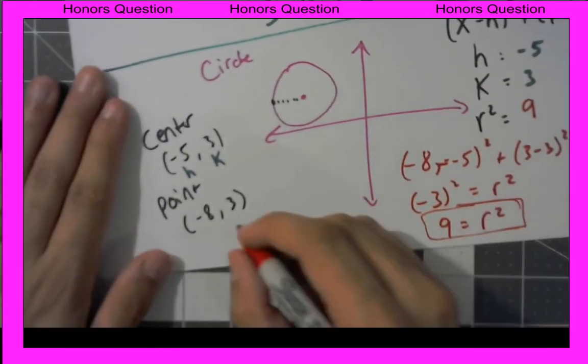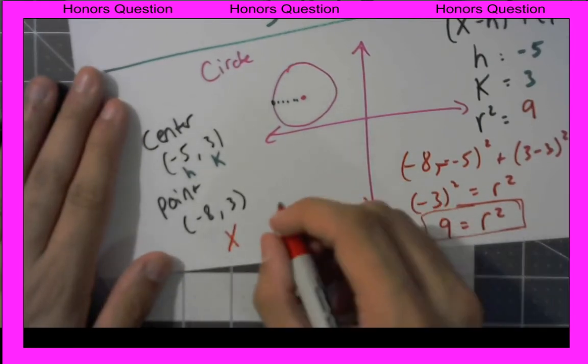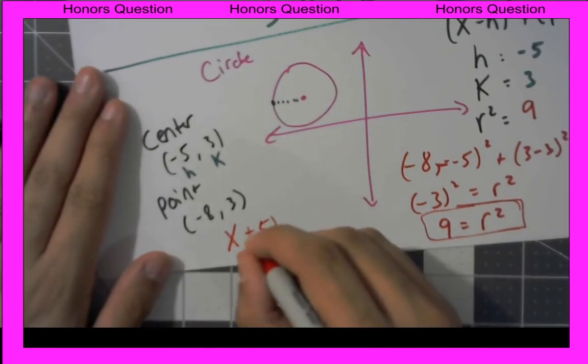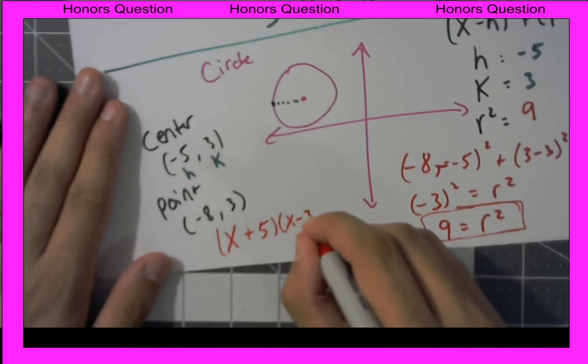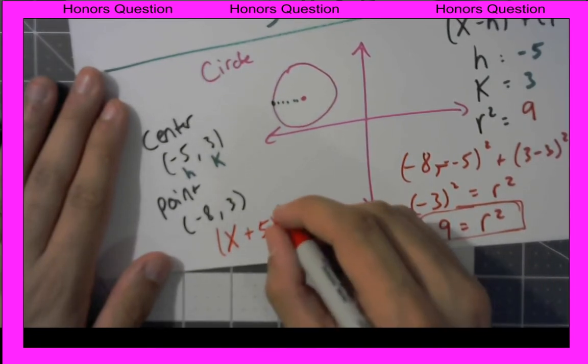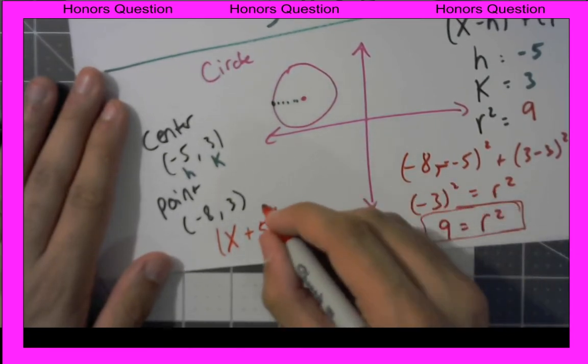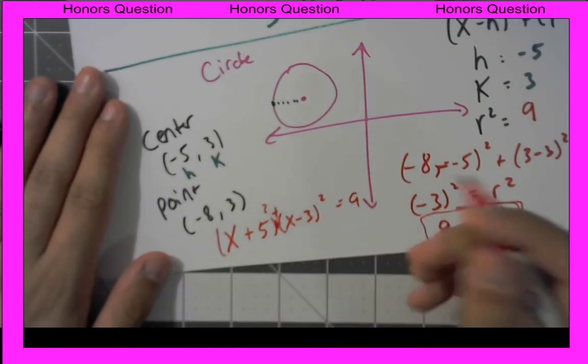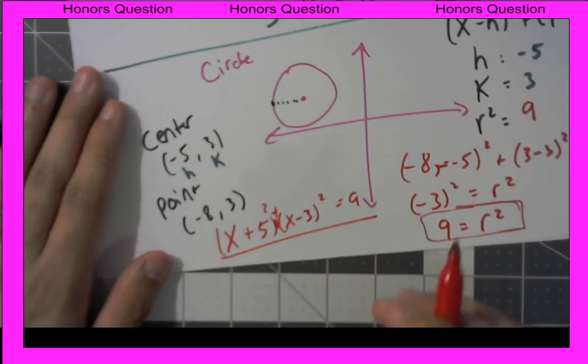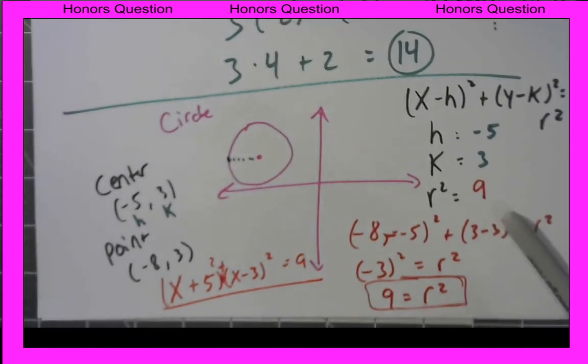I'm going to do x plus 5, x minus 3, oh no, plus in the middle, there's a plus in the middle there. And there's squares over here, equals 9. That's not really pretty, but hopefully you get what I'm saying. All right, honors, that's your conic section circle.